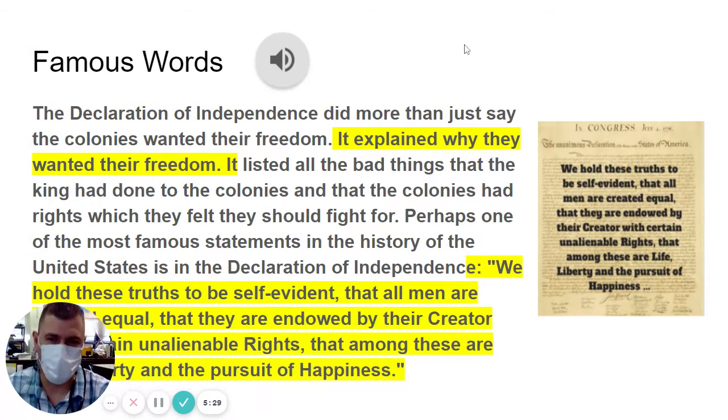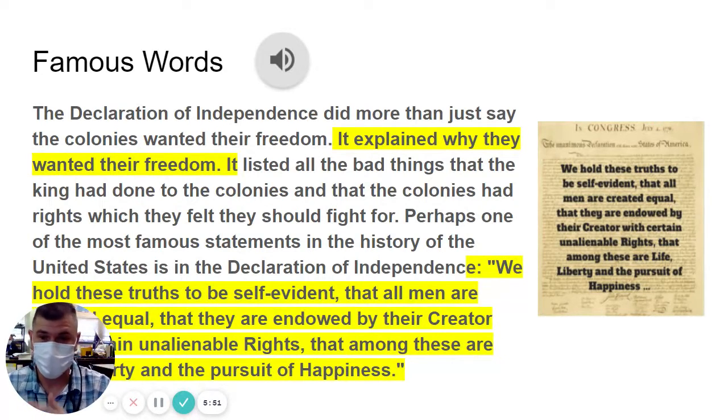All right, so famous words. So the Declaration did say more than just the colonies wanted their freedom. It actually explained why they wanted their freedom. It listed all the bad things that the king had done to the colonies, and the rights which they felt they should fight for.